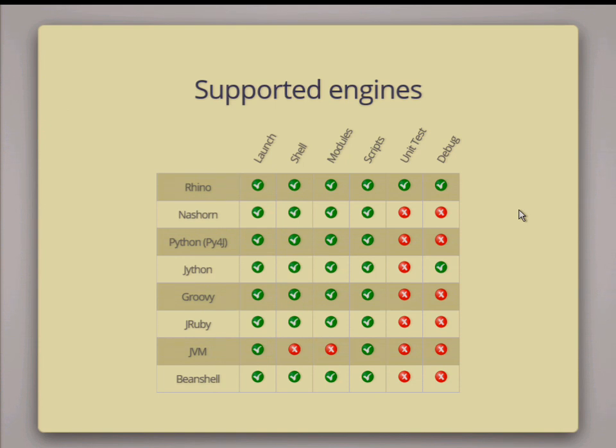If you're interested in implementing your own engine, for example, on my blog, the address will come later, you'll see an example of how to implement BeanShell into Ease. So if you have your own engine which you want to integrate, it's quite simple to do so.